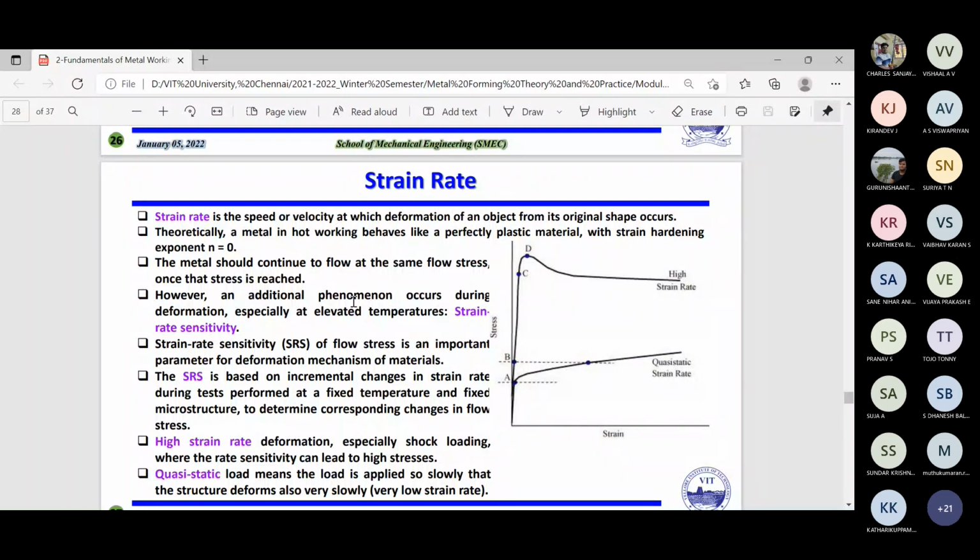So that means you have to make it a perfect deformation, in a similar area, you cannot make it vary. So what you will do: whenever you reach the maximum flow stress, or when you think that it is now deforming to our desired requirement, then only you have to continue at that flow stress. However, an additional phenomenon occurs during deformation, especially at elevated temperatures, known as strain rate sensitivity.